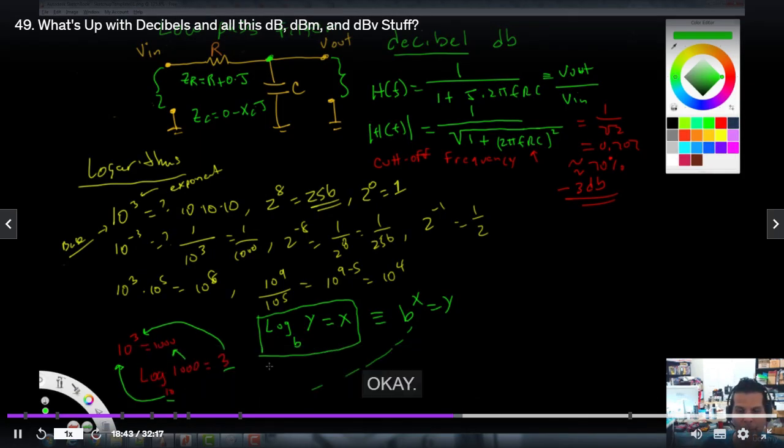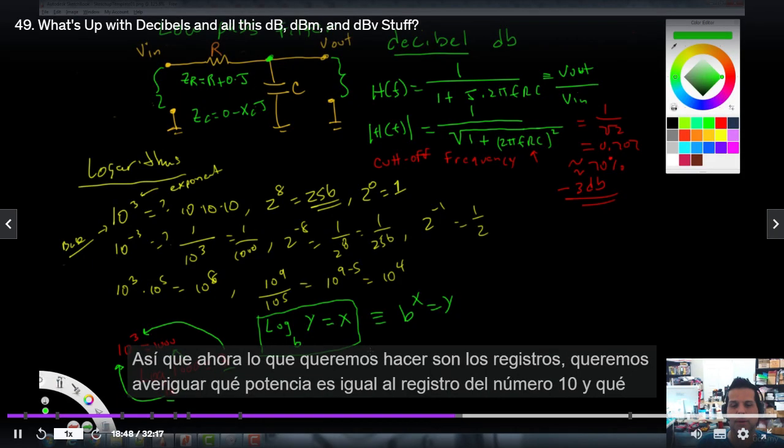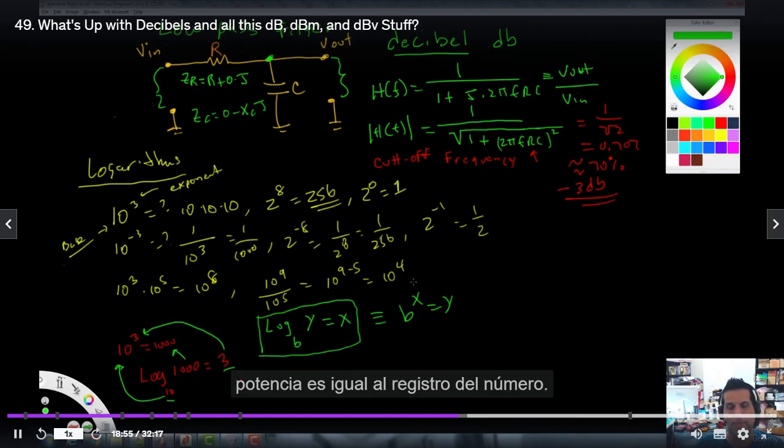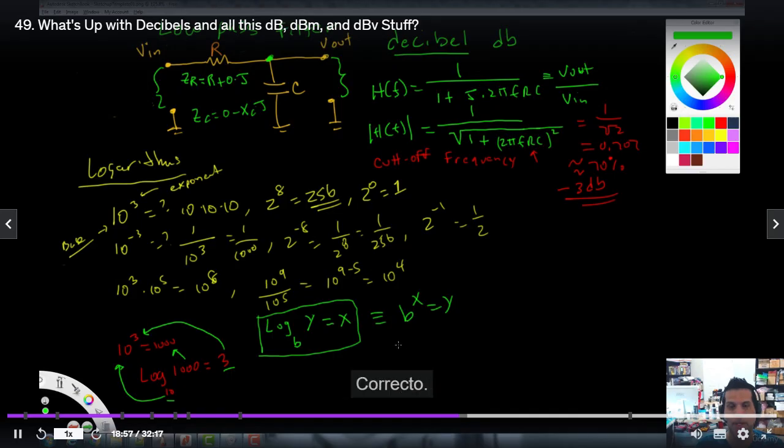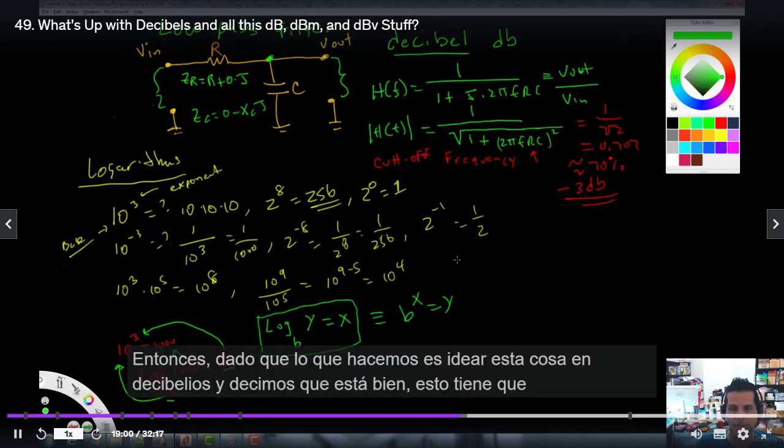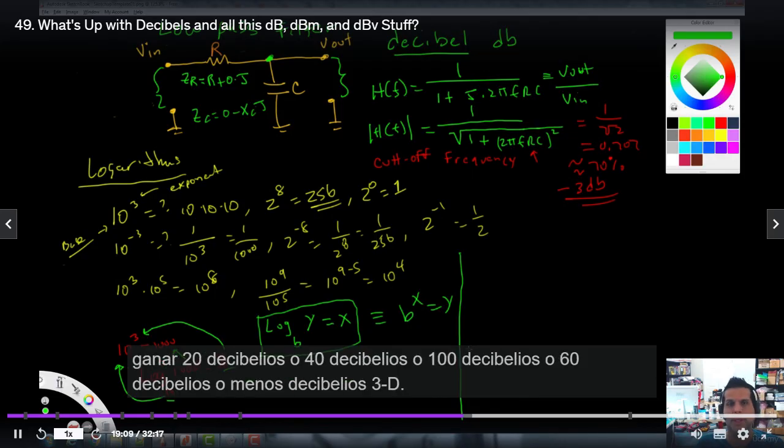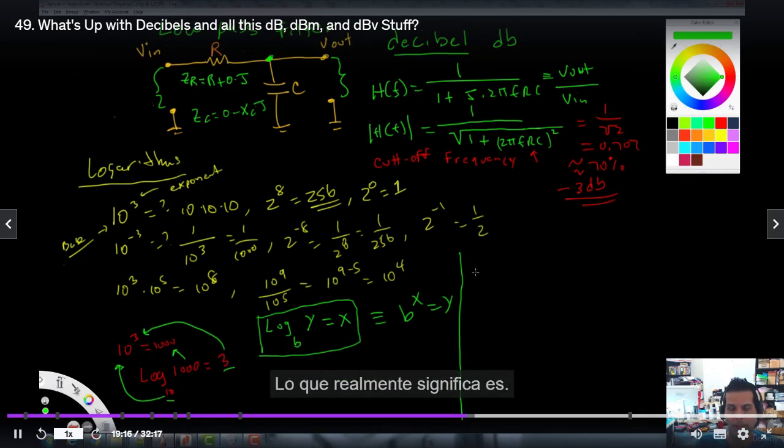All right, so now that we have that, logs are what we use to figure out 10 to what power equals the number. Given that, we come up with this thing, decibel, and we say this thing has a gain of 20 decibels or 40 decibels or 100 decibels or 60 decibels or minus 3 decibels. What does that actually mean? Well, what it actually means is this.